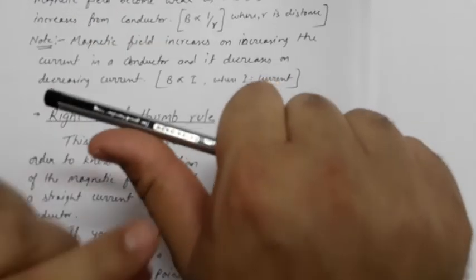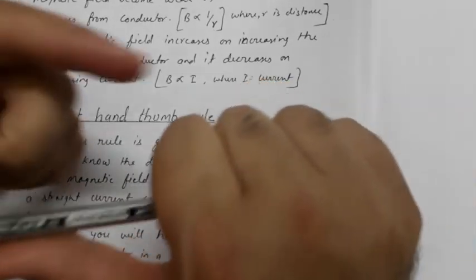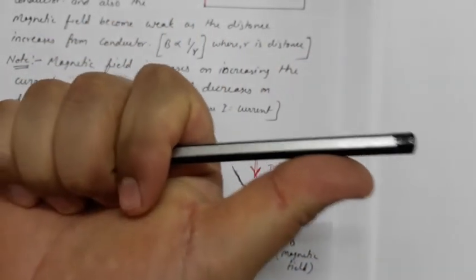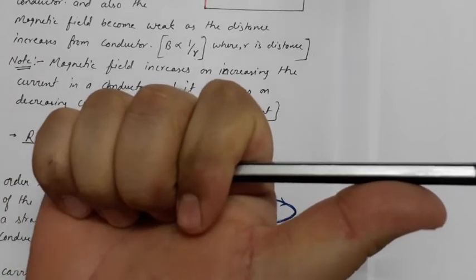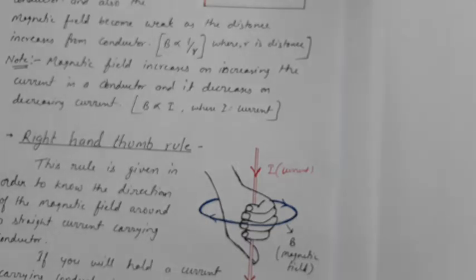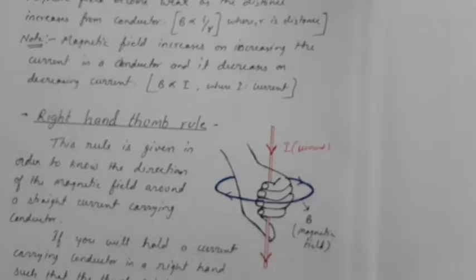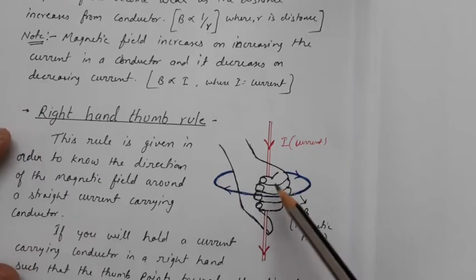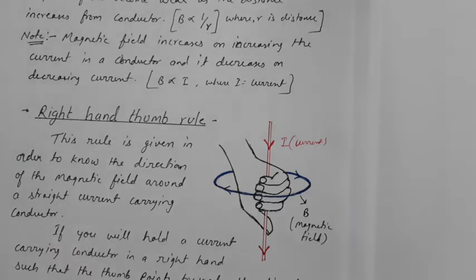Okay, so the direction of the current will be represented by the thumb, and the curls of our fingers will show us the direction of magnetic field, this way. This is the direction of current, and the curls of our fingers will show us the direction of magnetic field. So this is the rule given by Maxwell, the Maxwell corkscrew rule. This is the diagram of the rule, in which the thumb will show the direction of current, and the curls of our fingers will show the direction of magnetic field. This is a very important rule in order to know the direction of magnetic field around a straight current carrying conductor.